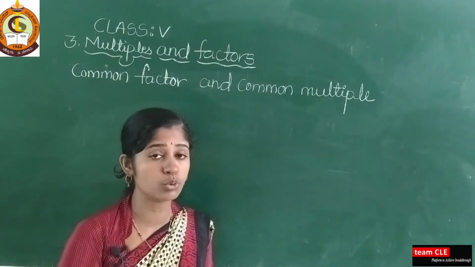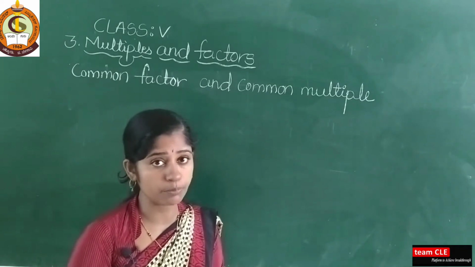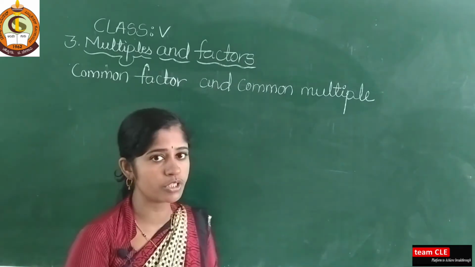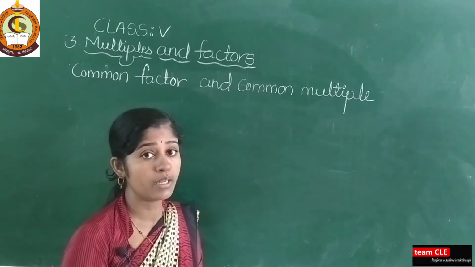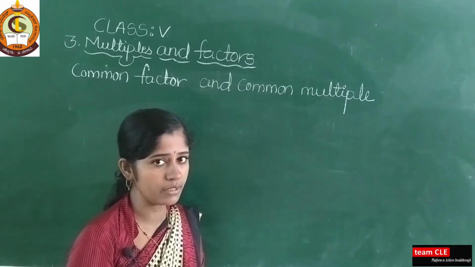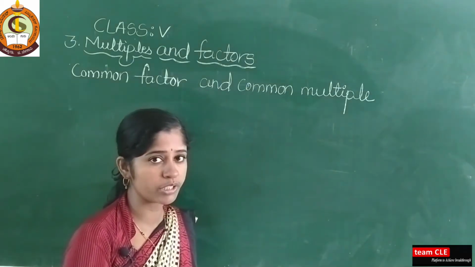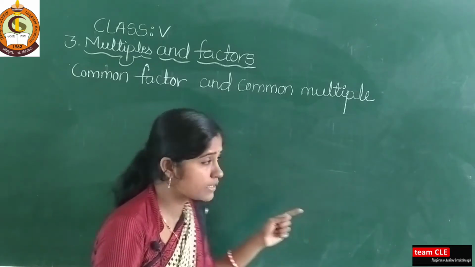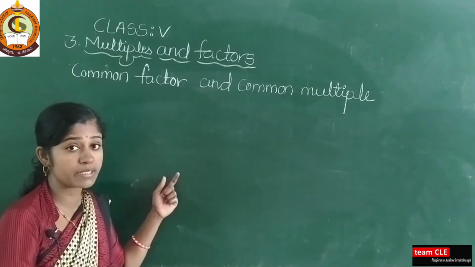Multiples means when two or more numbers are multiplied, whatever product we get, that we call multiples. And factor means a number which divides the given number exactly without leaving a remainder. In other words, keep in mind that for multiples you need to write tables, and for factors you need to check in which table the given number is there.